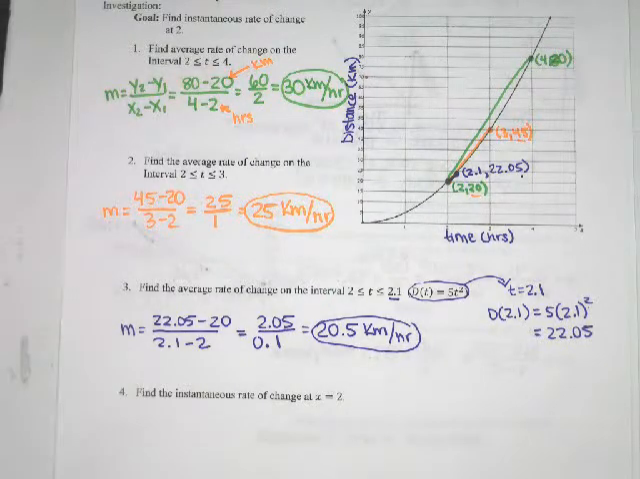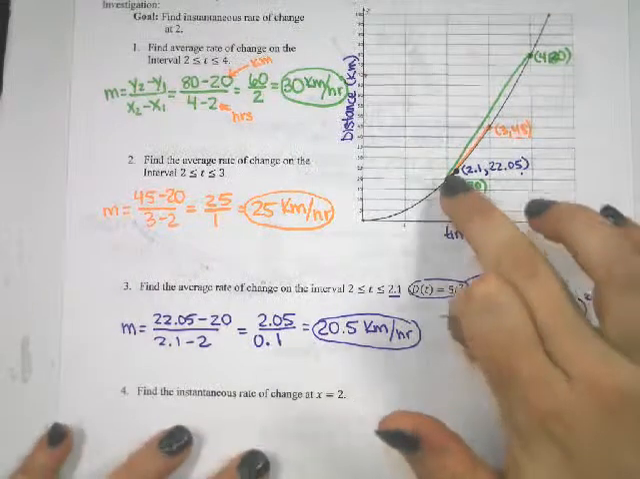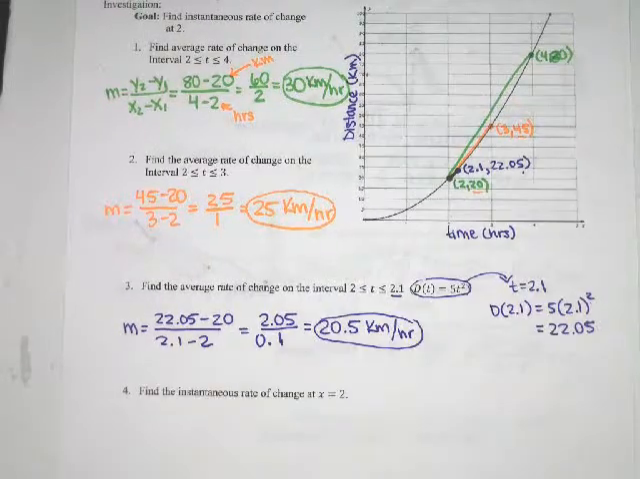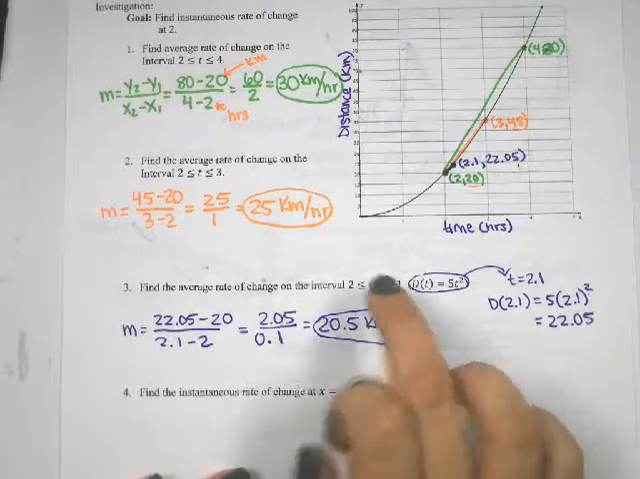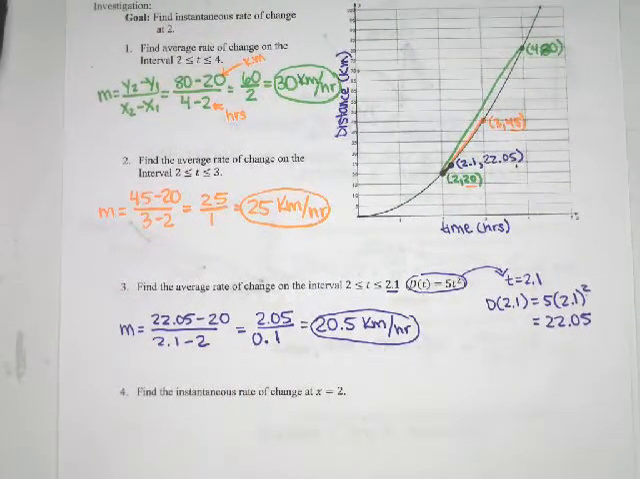We can get closer and closer to the instantaneous rate of change at that point by doing this method. You could pick something even closer, 2.01, and do the same thing, and you can get very, very close to our instantaneous rate of change at that point. I'm going to show you another method. How about the calculator method?